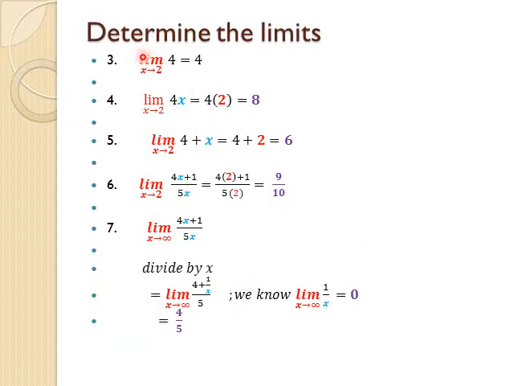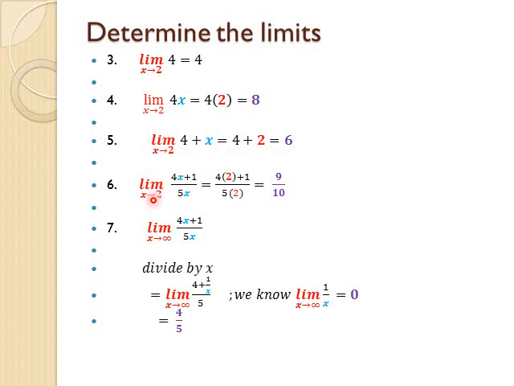Right, so now here are various problems. Number 3, we want the limit as x tends to 2 of the constant 4. That would say 4, because there's no x to substitute in. Next, the limit as x tends to 2 of 4x. In the place of x, I place 2. 4 times 2 gives me 8. So as x tends to 2, y tends to 8. Then the limit as x tends to 2 of 4 plus x, so that becomes 4 plus 2. So as x tends to 2, y tends to 6.